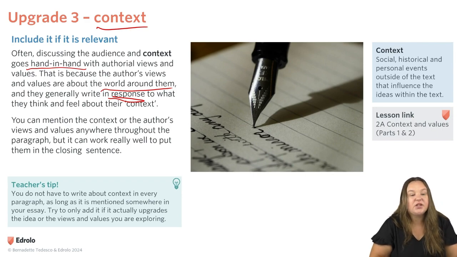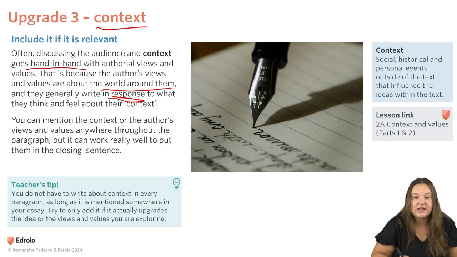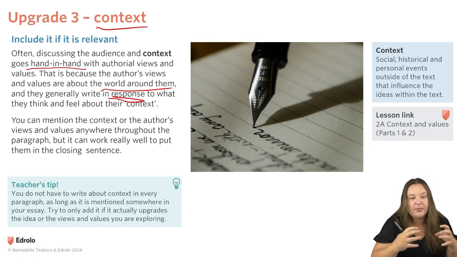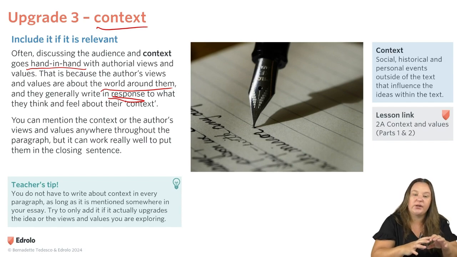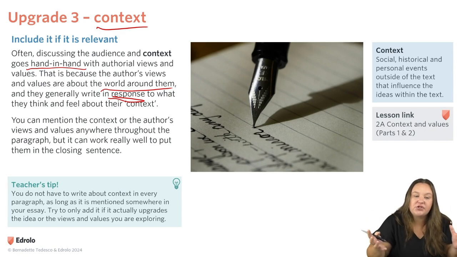You can mention the context or the author's views and values anywhere throughout the paragraph, but it can work really well to put them in the closing sentence because it helps connect all those different examples together. They're often showing or highlighting that bigger picture of what the author is saying about a particular aspect of their world.